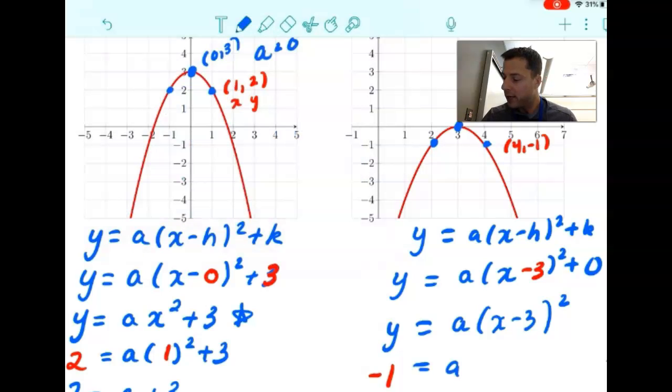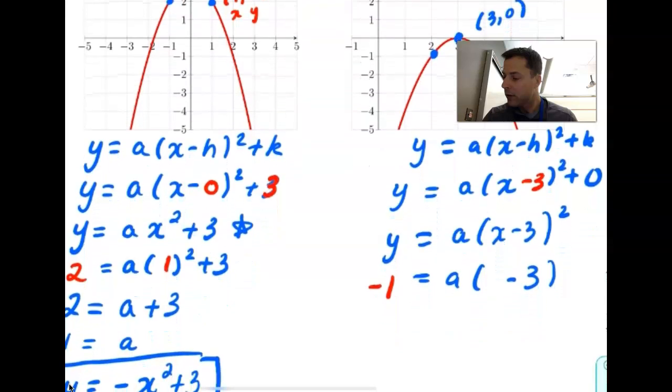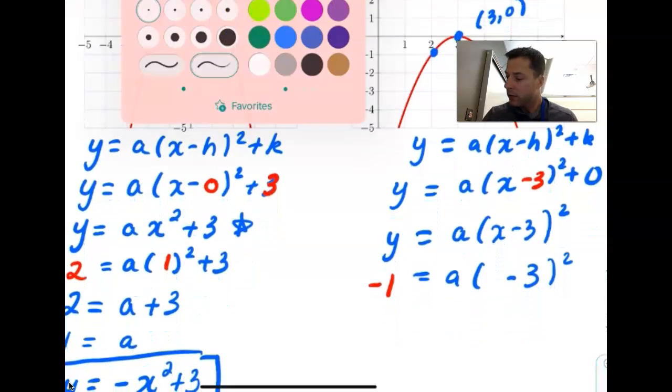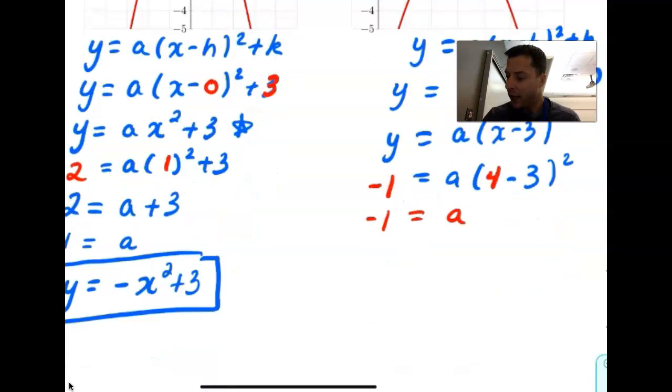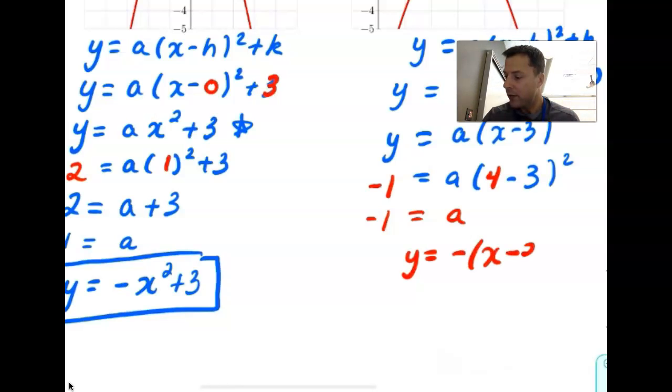So you have a times 4, so 4 minus 1 is 3, so you have negative 1 equals a, right? 1 squared is 1, and there you go. And now we have y equals negative x minus 3 squared. That's the equation for that one.